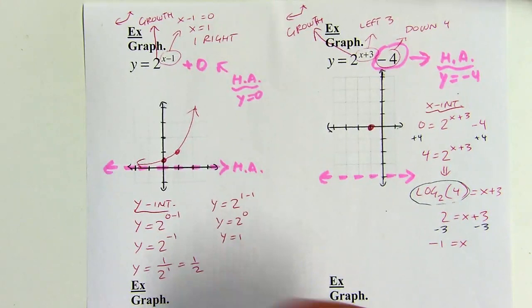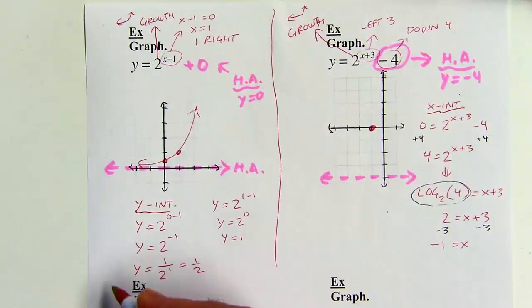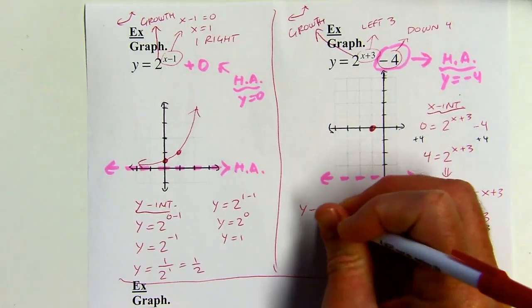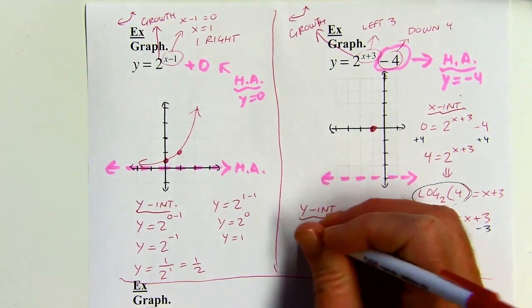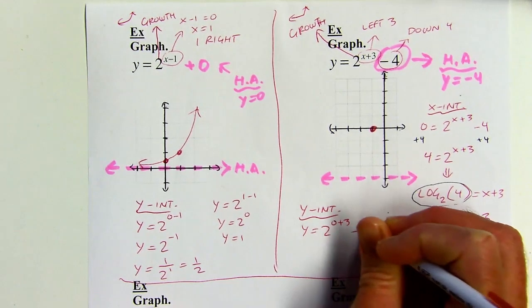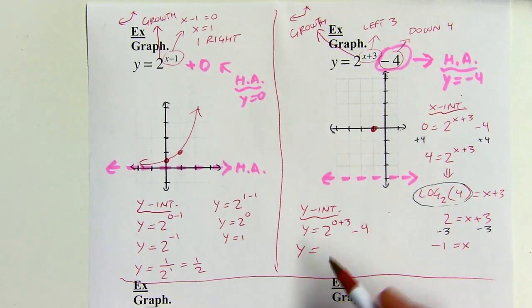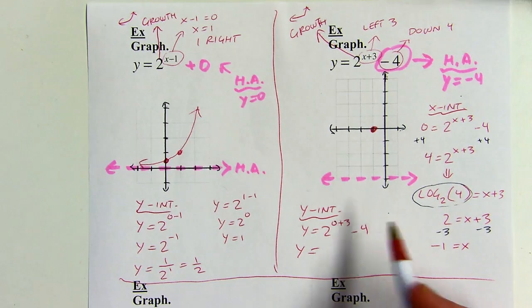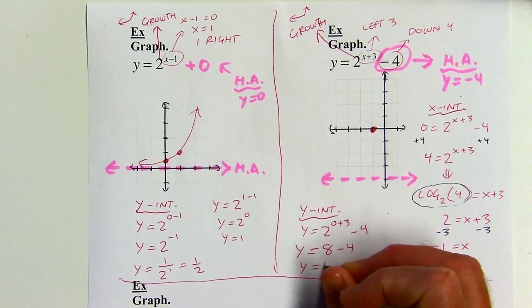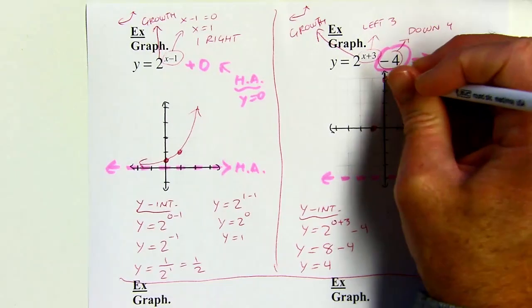And let's find the y-intercept. Here, let me separate this a little bit. Okay, y-intercept, plugging in 0 for x. So that's just going to be 2 to the third. 2 to the third is 8, 2 times 2 times 2. So my y-intercept is going to be 8. Got just enough space for that.